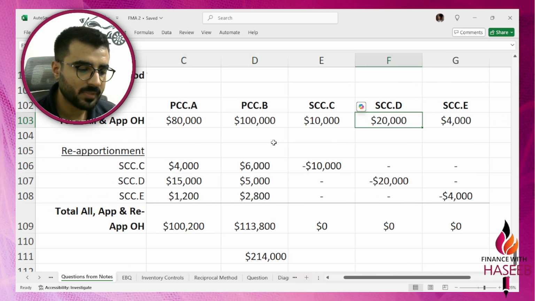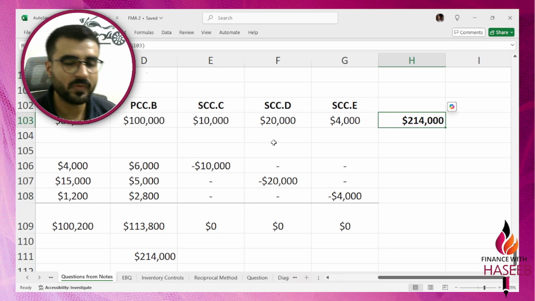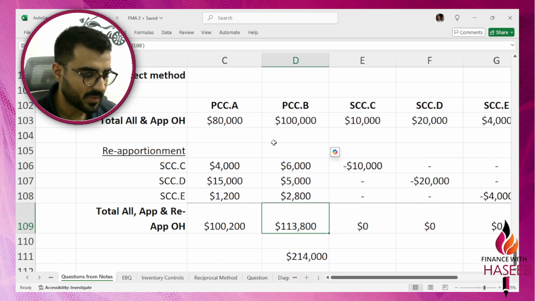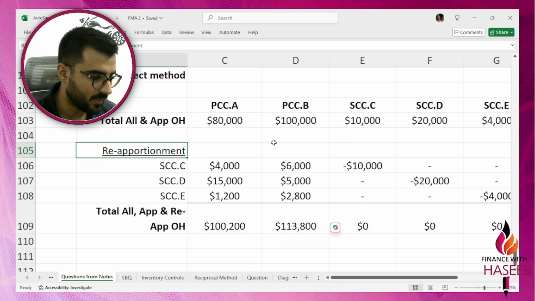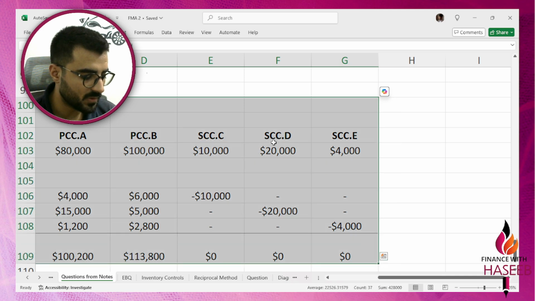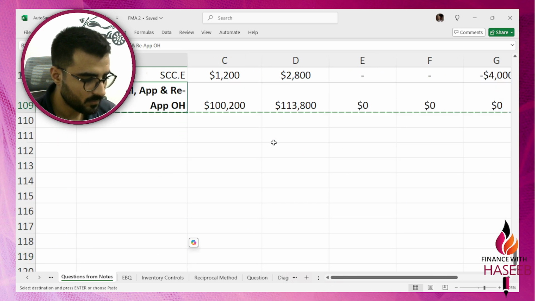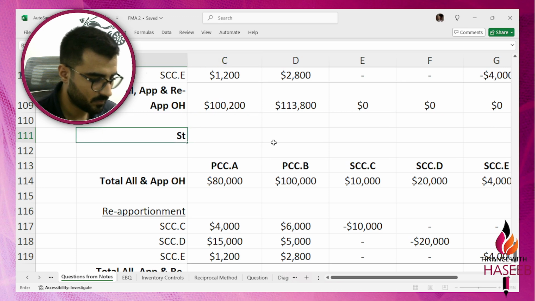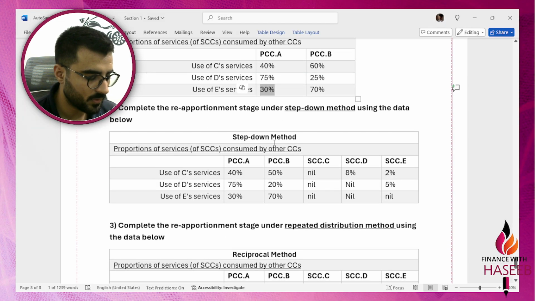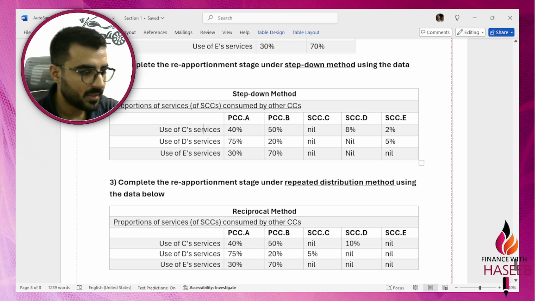So after the reapportionment stage, all the overhead has been shared out between production cost centers. So this was all. This was the direct method. Now let's move towards the step down method. We will do the same question, but this time we will use the step down method. So under the step down method, let's check the data. The task is to complete the reapportionment stage under the step down method using the data below.